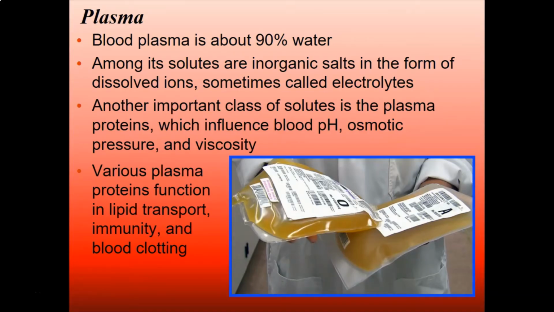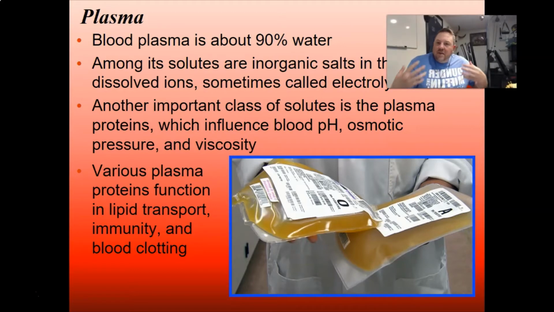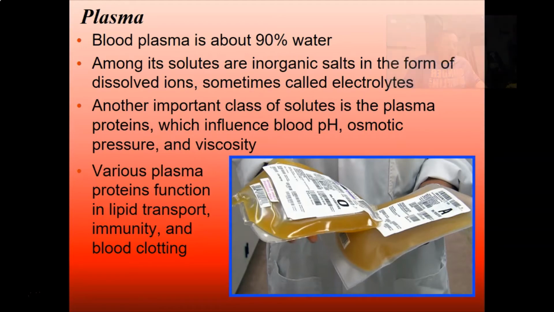All right, so to get a little repetitive here, blood plasma is about 90% water, and among its solutes are inorganic salts in the form of dissolved ions, which we call electrolytes. That's why in those Gatorade commercials they talk about replenishing your electrolytes. It's really just salts and sugars and things like that, because you sweat them out sometimes, so you've got to replenish them to keep that electrolyte balance going, so you're functioning the way you should and all your osmotic pressure is set up correctly, things like that.